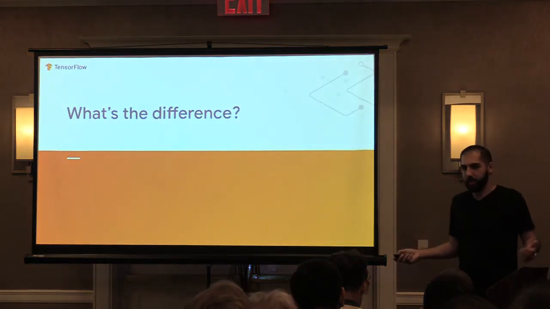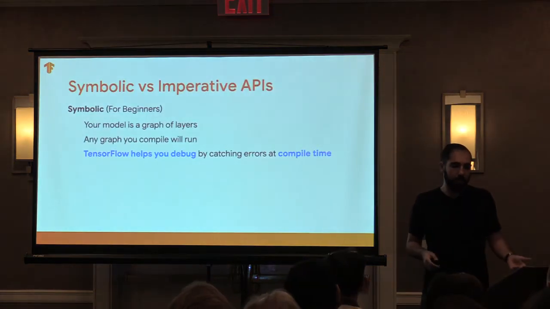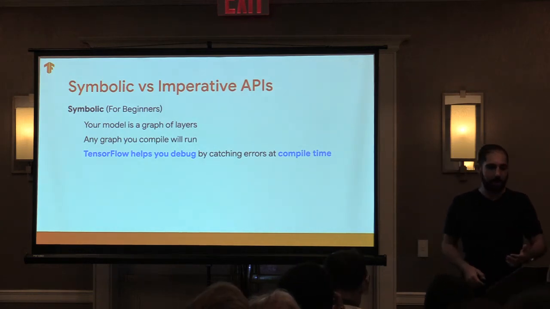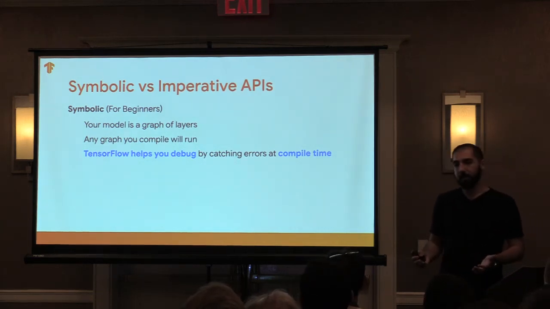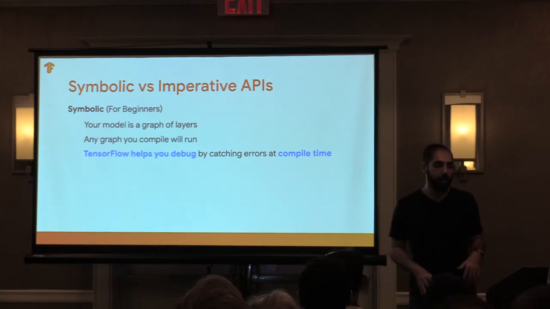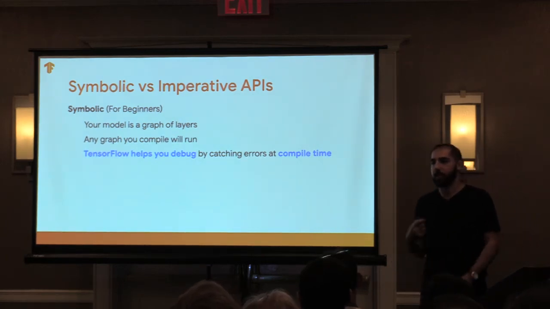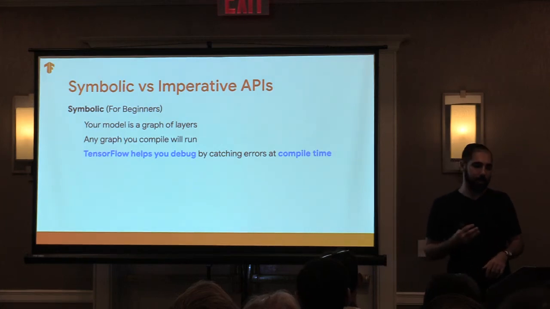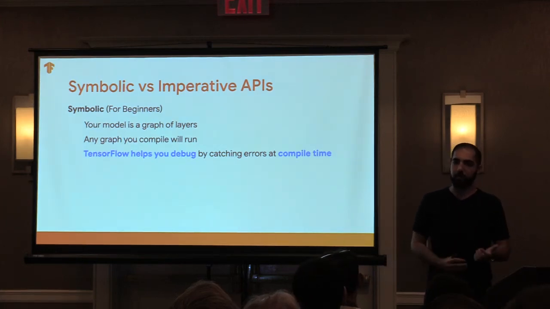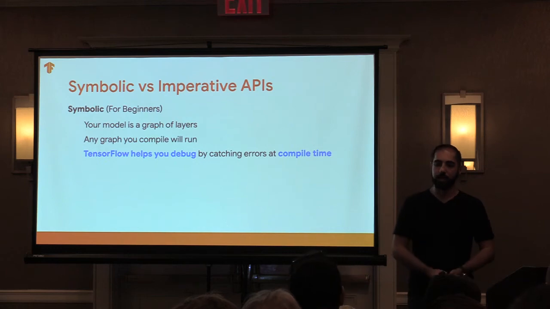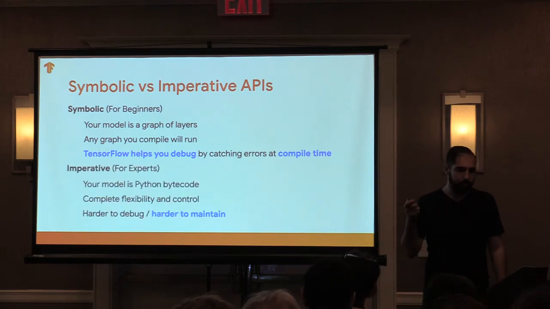So what's the difference between these two fundamentally? So the first method is the symbolic method for beginners. The model compiles to a graph of layers underneath the hood. Any graph that you compile will run, and then TensorFlow does a lot of the work in helping you debug and make sure that the model is sensible, and that the errors will be caught at compile time so that you don't run into these later on.